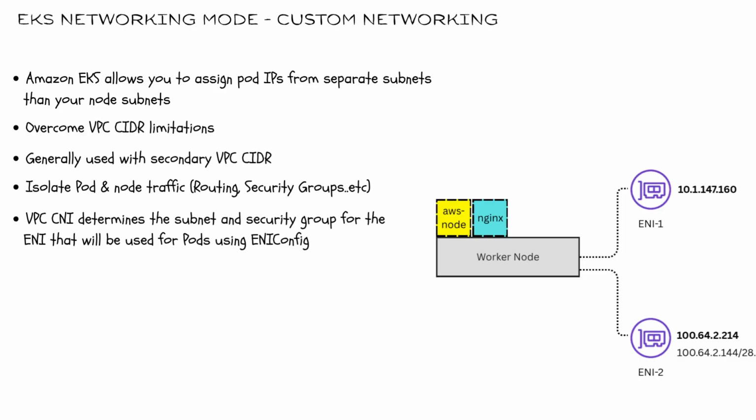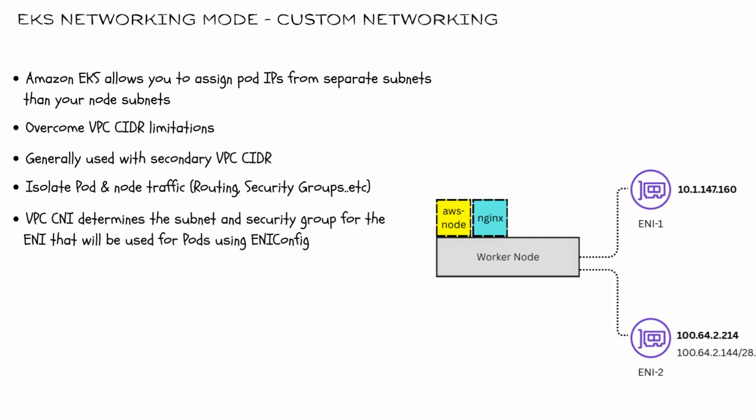In this diagram, you can see a worker node with its primary network interface ENI1 attached. Notice that ENI1 does not have any prefixes or secondary IP addresses assigned to it. That's because the VPC CNI plugin, using the configuration defined in the ENI config CRD, has determined that it should use a separate ENI for pod networking. As a result, it creates ENI2, which is specifically used for assigning IP addresses to pods.